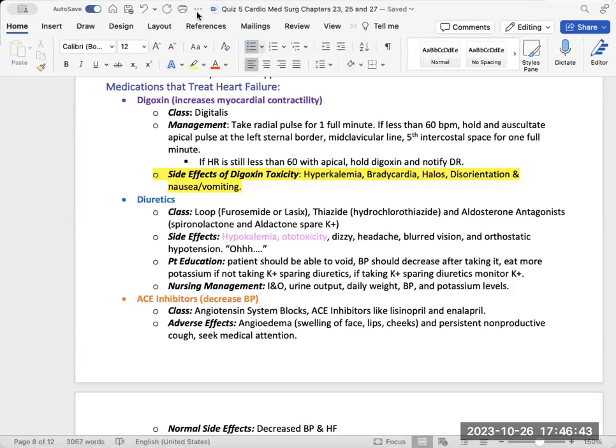The most important ones are nausea and vomiting, anorexia, and seeing halos. If they see green or yellow flashing lights, no good. Interestingly, I have to change this. It's not hyper, it's hypo. Hypokalemia, or low potassium levels, can make digoxin toxicity more likely to occur. So we really want to watch our electrolytes, especially if they're taking diuretics with that. We've got to be careful.